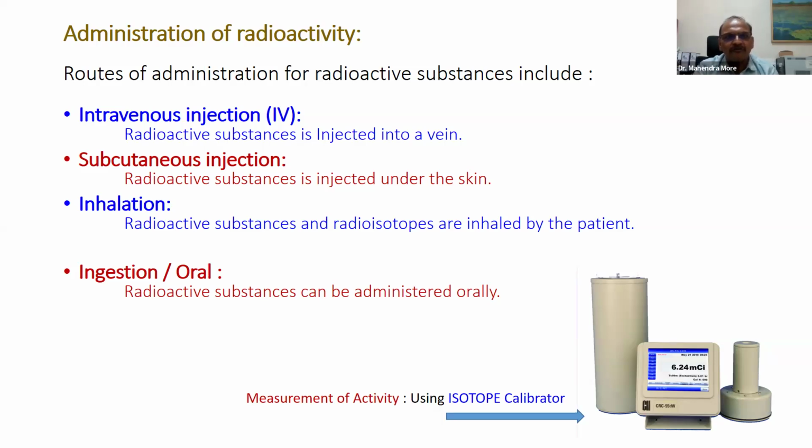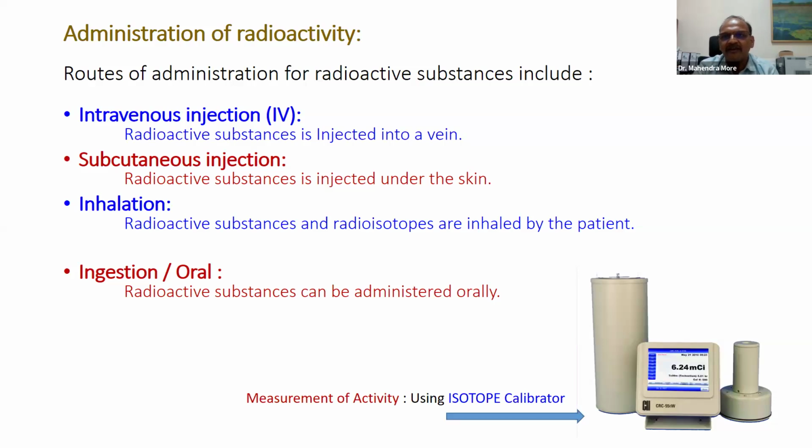The same isotope, radiopharmaceutical, can be inhaled. There are instruments available to generate the aerosols. So for lung studies, these aerosols are important. These radioactive substances are inhaled by the patient, and lung studies can be performed. And there are some isotopes which are administered orally. The route is called ingestion. So radioactive substances can be administered orally with water.